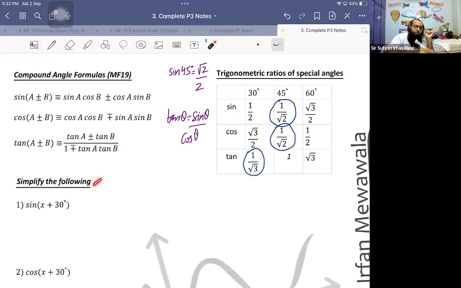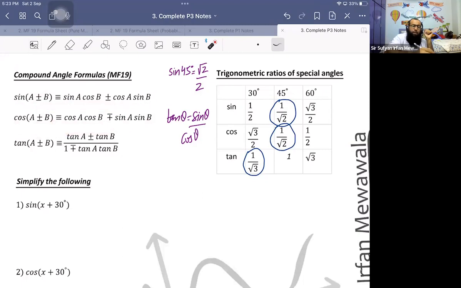Simplify the following. First, let's look at this. Sine A plus minus B. So it's sine A cos B plus minus cos A sine B. So if it was sine A plus B, then we would have written sine A cos B plus cos A sine B. With a plus, it's a plus. With a minus, it's a minus. So sine A plus minus B is sine A cos B plus minus cos A sine B. For cos A plus minus B, it's cos A cos B minus plus sine A sine B. With a plus, it's a minus. With a minus, it's a plus.